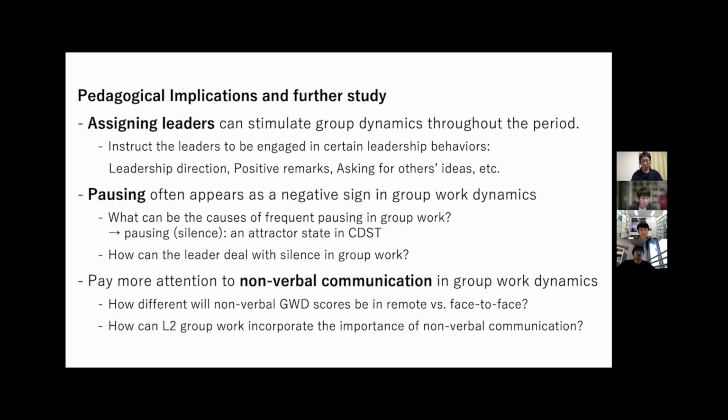Finally, through this study, we got more interested in nonverbal communication in group work dynamics. As I mentioned, nonverbal communication seems to be difficult in a remote setting. But on the other hand, online teaching is now on the rise. So considering the importance of nonverbal aspects in L2 group work, how we can incorporate it in our real and virtual classrooms is an interesting topic to explore.